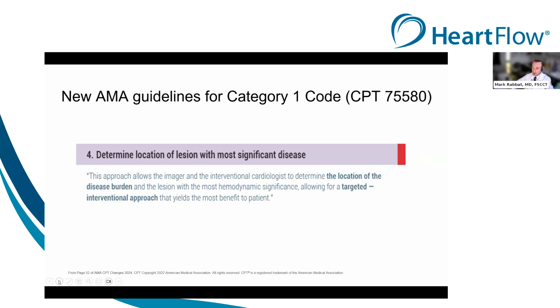Next slide, please. And point number four, determine the location of the lesion with the most significant disease. So this approach allows the imager and the interventional cardiologist to determine the location of the disease burden and the lesion with the most hemodynamic significance. And this allows for a targeted interventional approach that yields the most benefit to the patient.